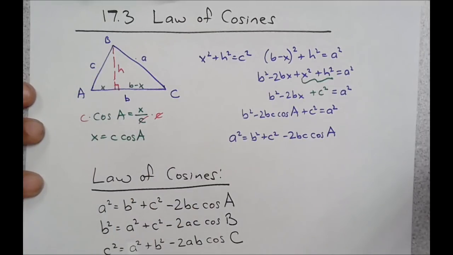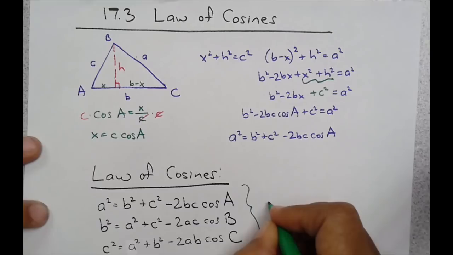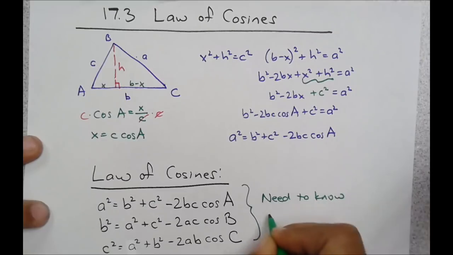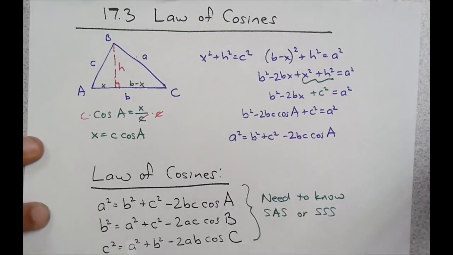The thing you need to know is for the law of cosines, the only time you can use this is when you have side, angle, side, or side, side, side. So you would need to know two sides with the angle in between, side, angle, side, or side, side, side.